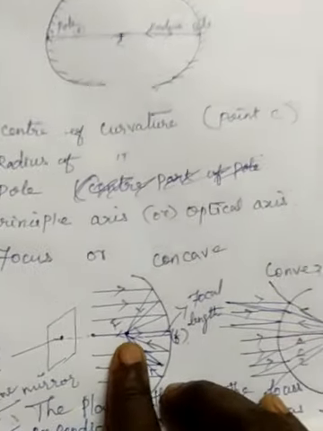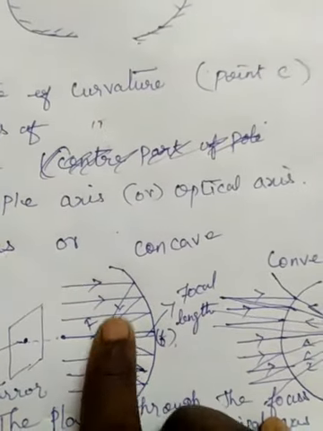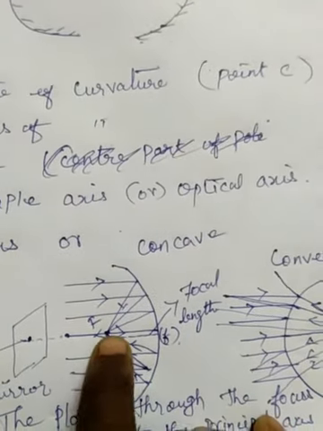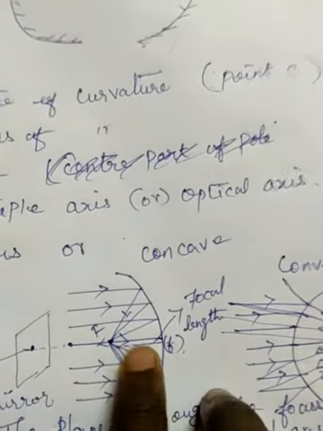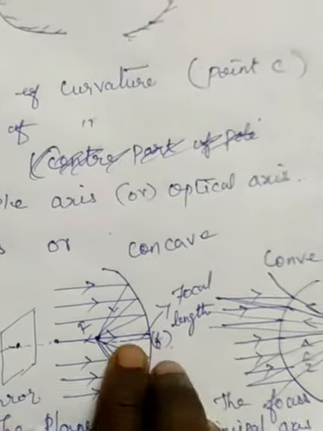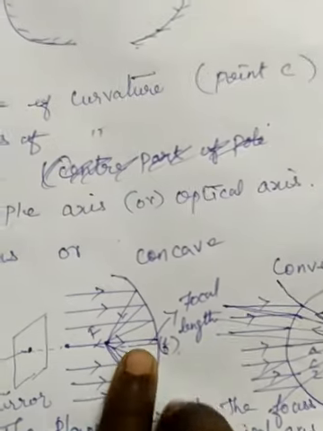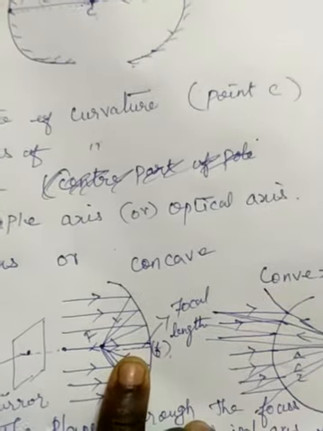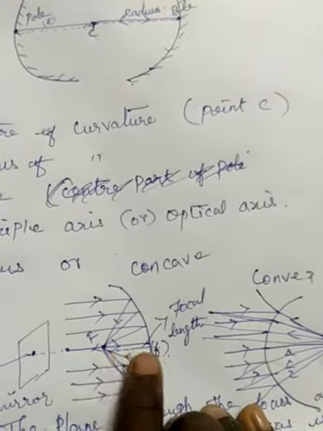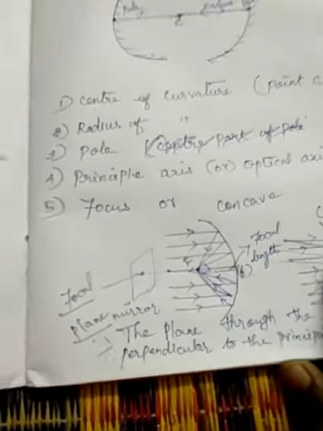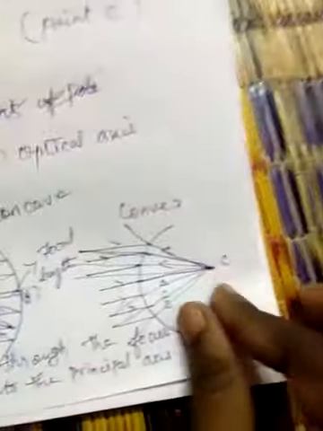Next, focal length. Which one is the focal length? The distance from the focus point to the mirror is called the focal length. It is denoted by small f. The same holds for the convex mirror also.